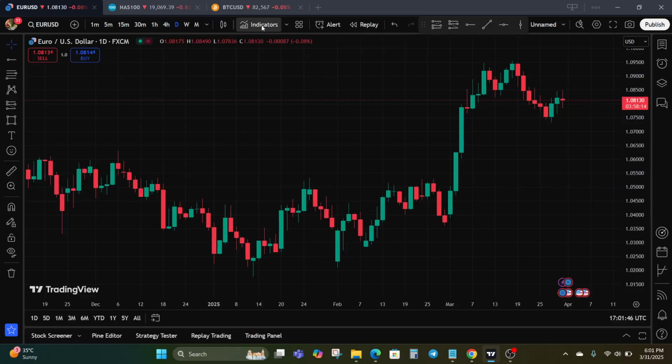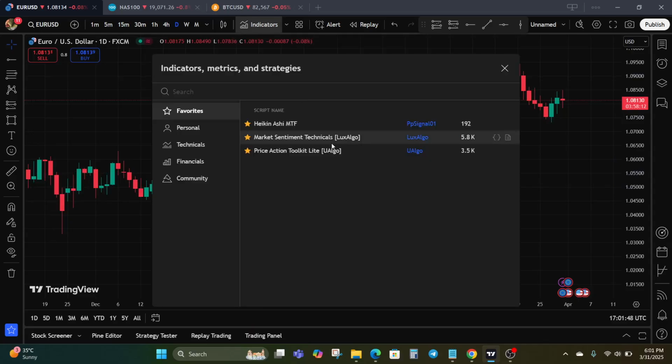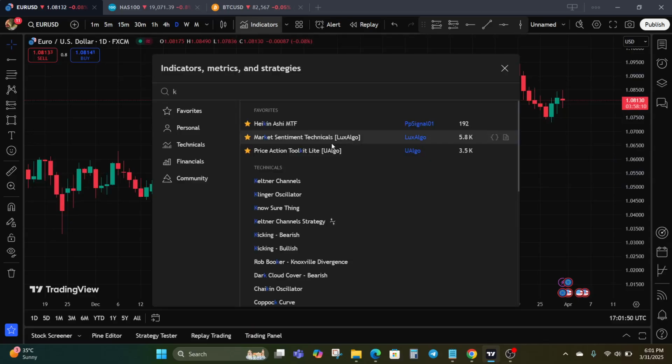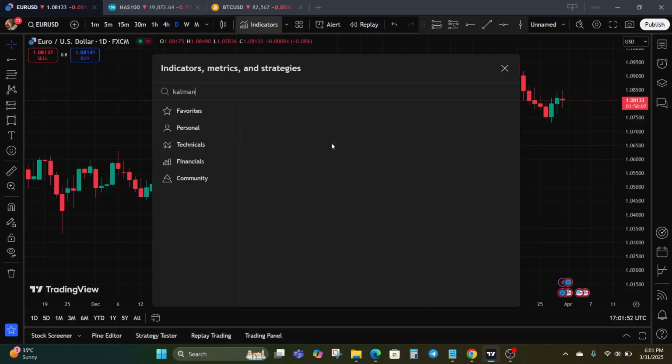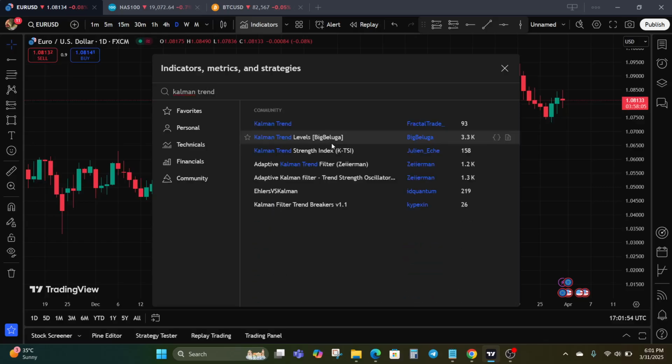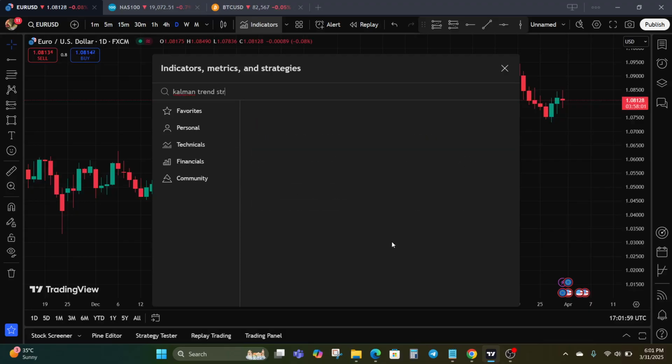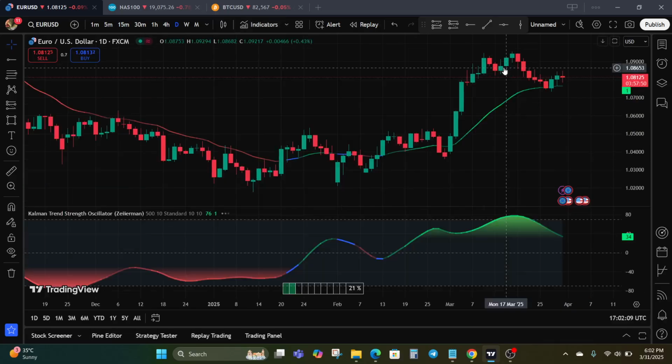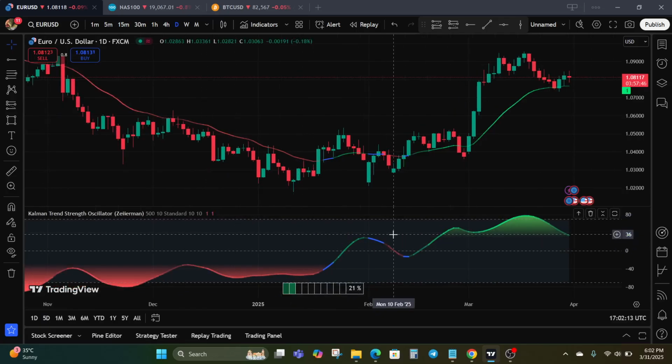Now, I'm going to add the Kalman Trend Strength Oscillator to the chart. So this is the Kalman Trend Strength Oscillator.